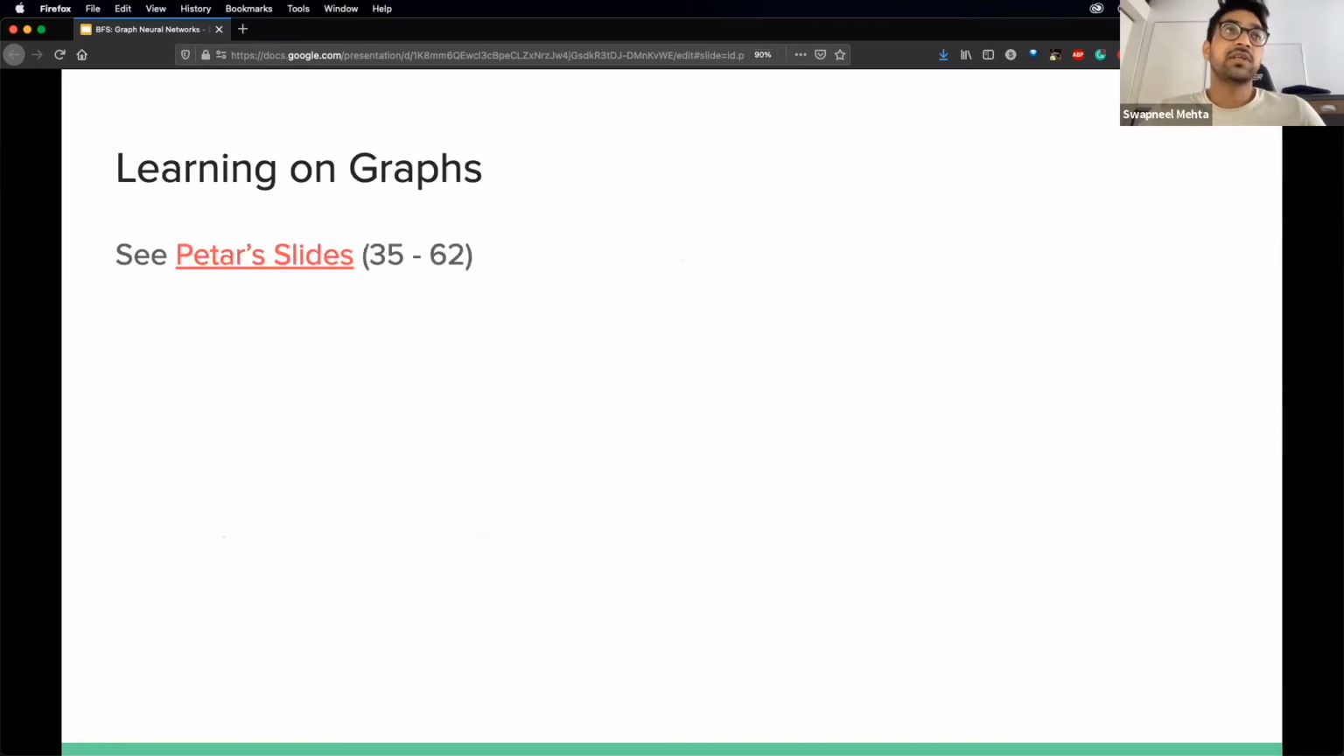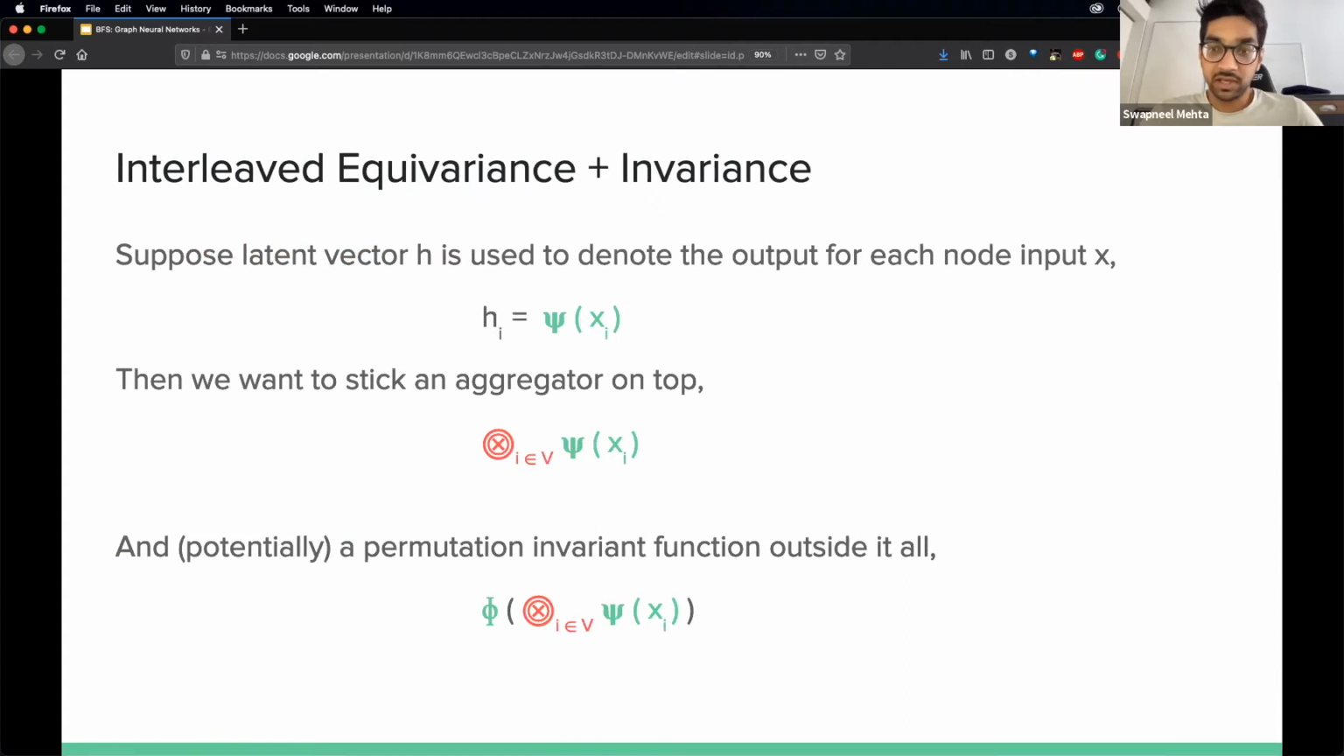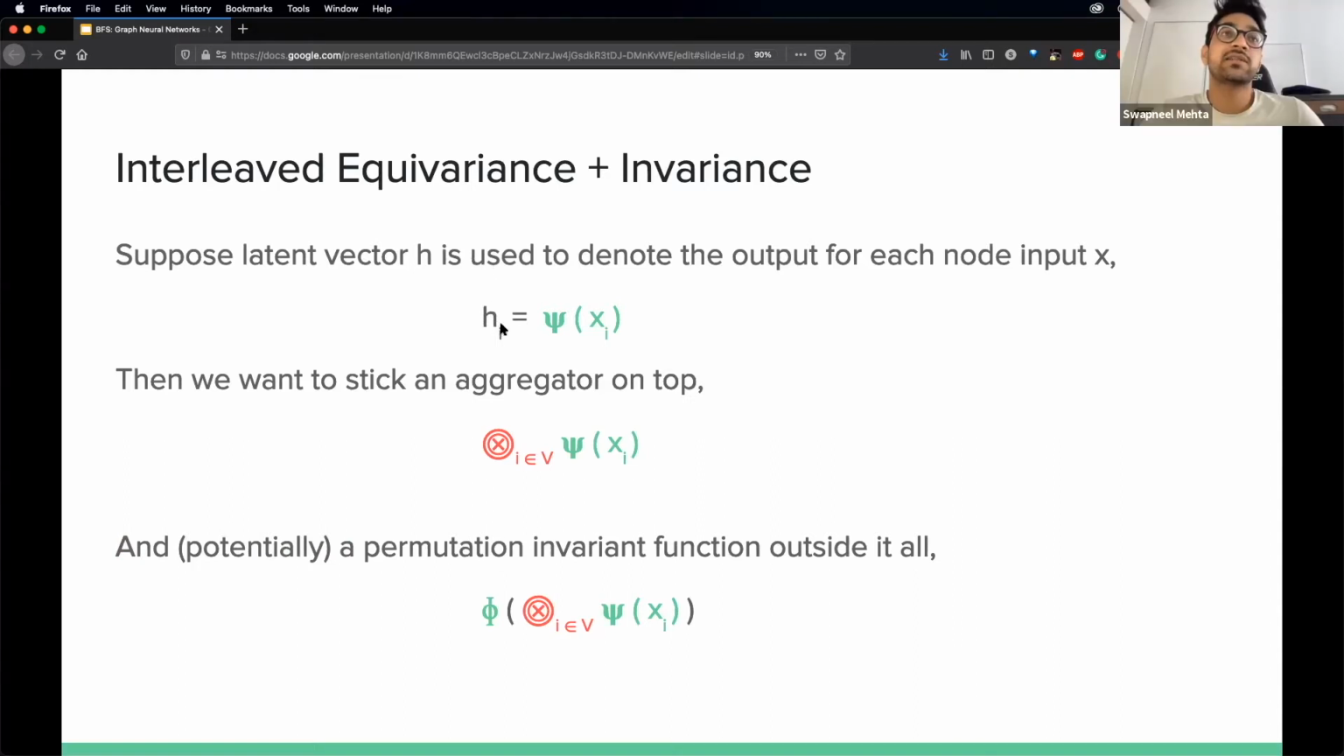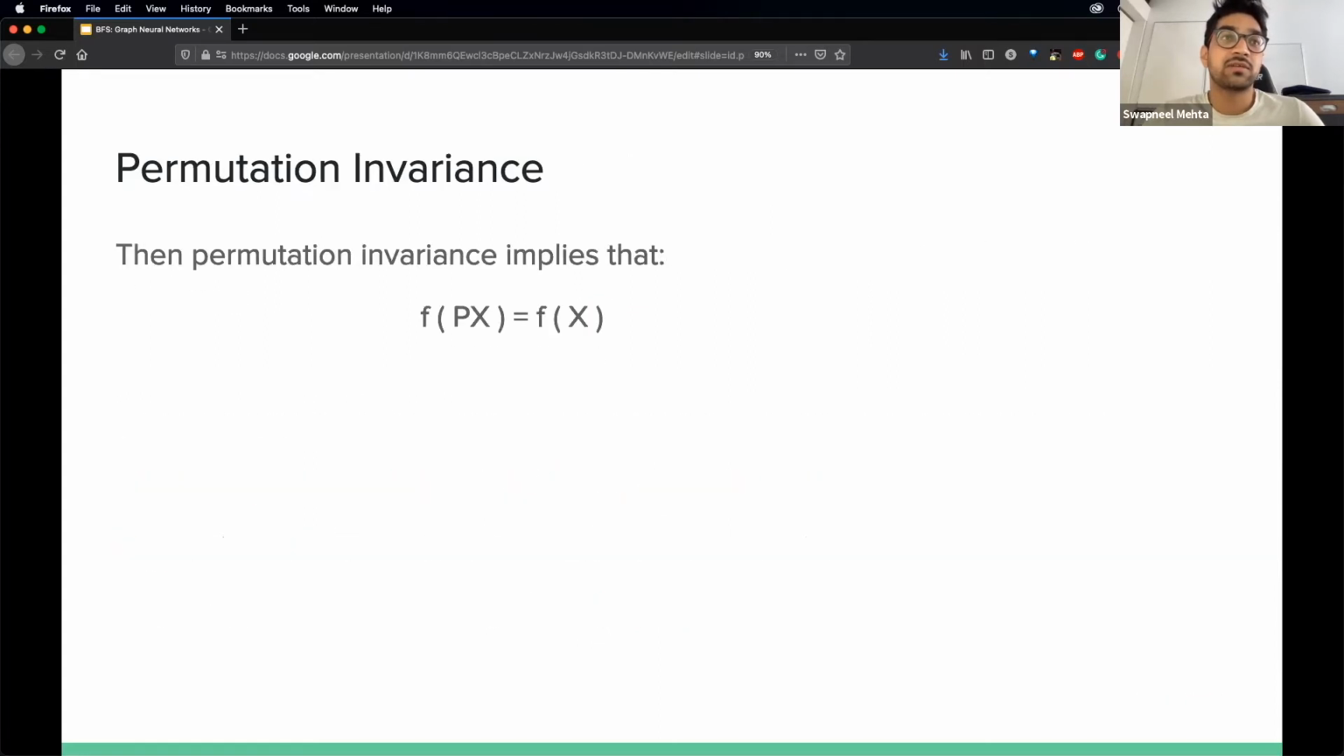And interleaving these really gives us these three steps to creating this class of functions. First, let's indicate this h_i latent vector as the output of psi of x_i. This is the latent state of a node because you're operating on a node feature. Then we want to stick this aggregator on top. I've replaced this summation with this random symbol that I found, which is actually a multiplication symbol, but ignore that. I really mean any of these operators.